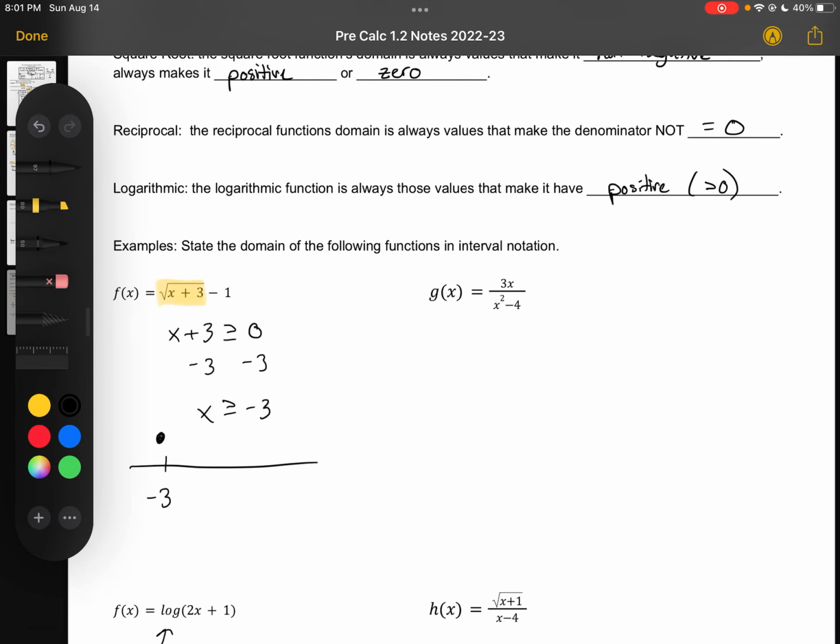So what we can do for that is take a look at this on our number line, greater than or equal to negative 3.